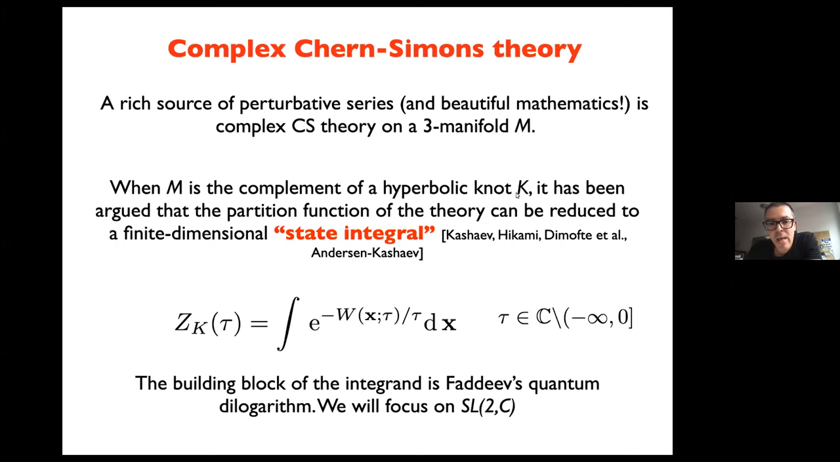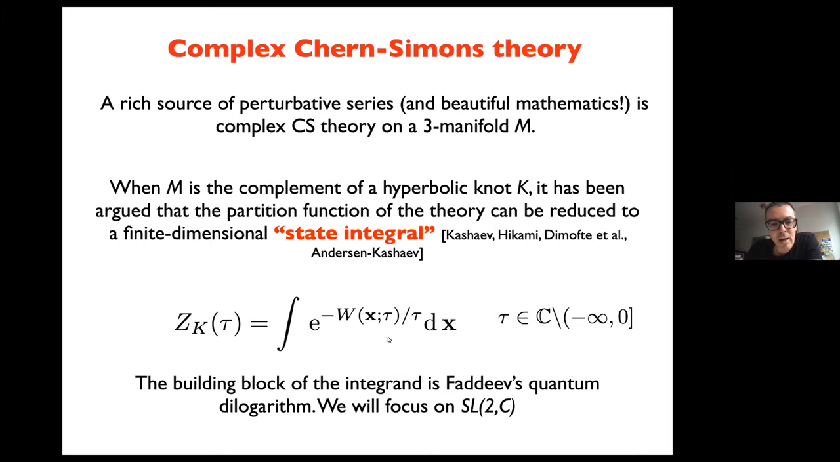Now, in these cases, it has been argued from many points of view that the partition function of the theory can be reduced to a finite-dimensional integral, which is sometimes called the state integral. This was developed by many people, including Tudor, whom I see is here. And it was formalized in a very rigorous way by Andersen and Kashaev. So I will sometimes refer to this as the Andersen-Kashaev invariant. This is an interesting example because in a sense, the path integral reduces to an ordinary integral. And then you can analyze this in a relatively easy way. But as we will see, this is substantially more complicated than the standard functions defined by integrals, for reasons that I will explain in a moment.